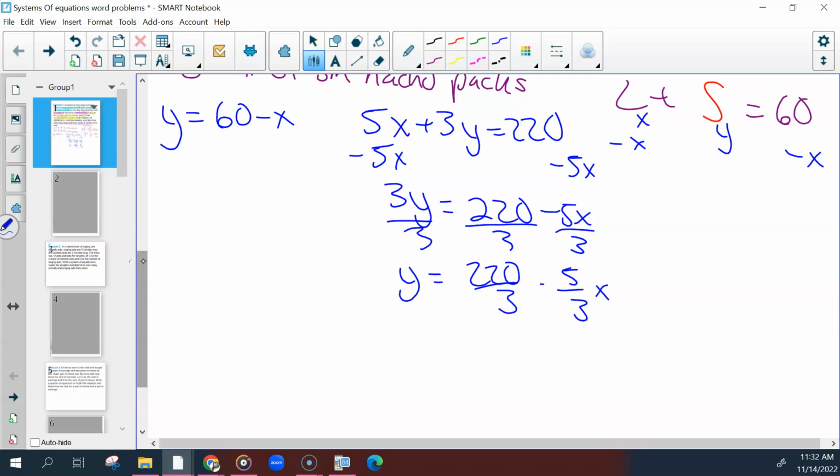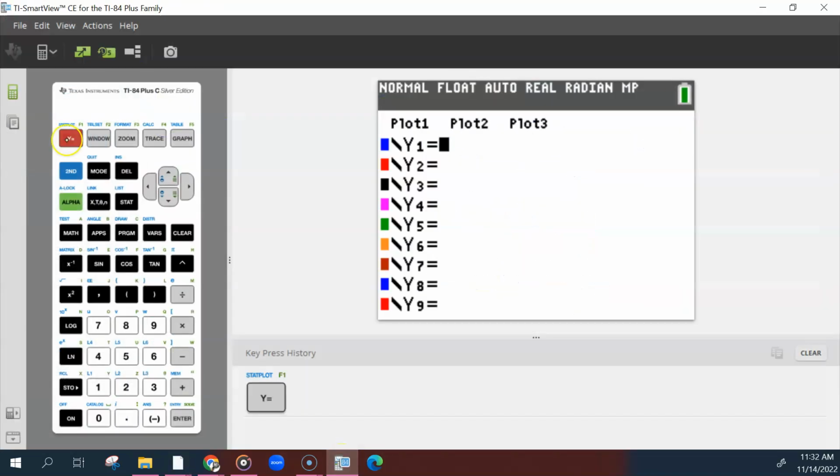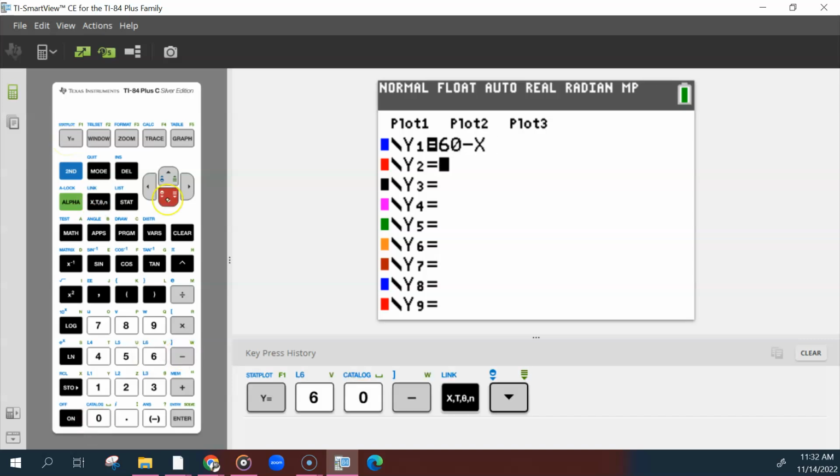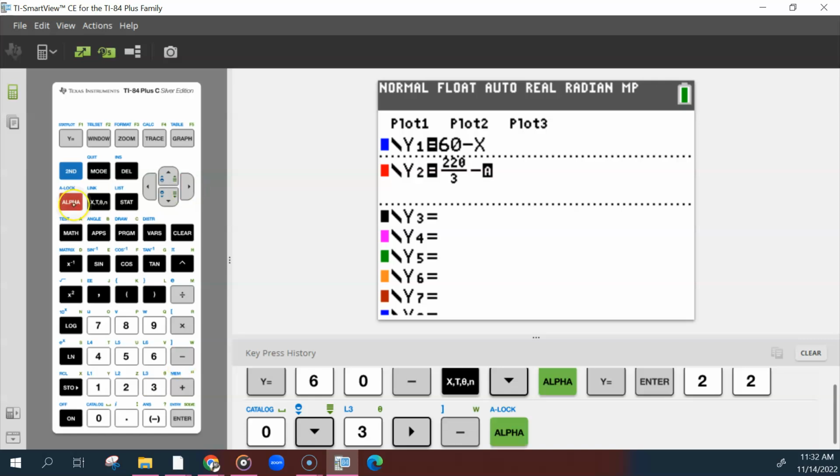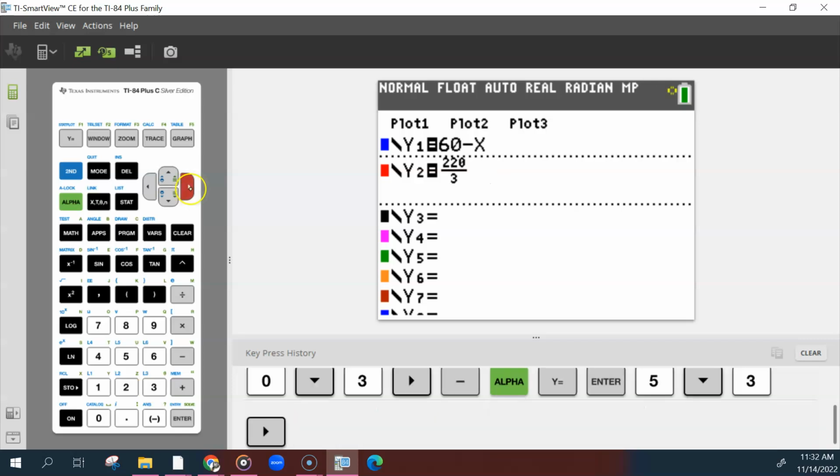Then we're going to use our calculator to graph both of these. In your calculator, once you have these written down, you're going to go into y equals and type both of these in. 60 minus x and 220 over 3 minus 5 over 3x. Alpha, y equals, will give you your fraction. And then once you have them both in there, you're going to graph.